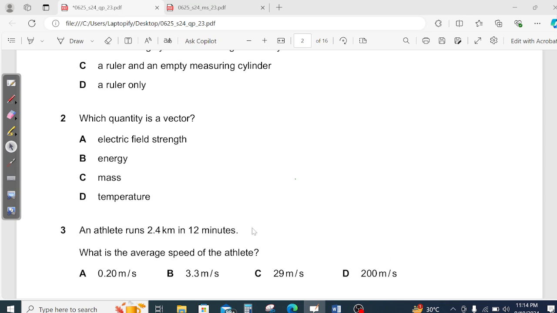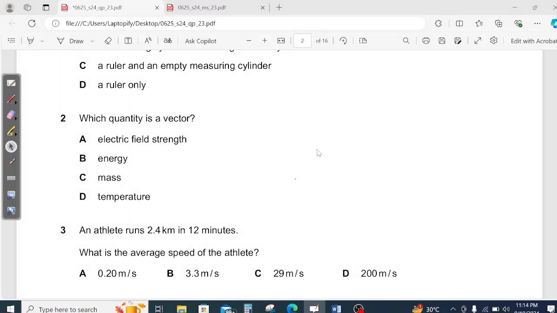Okay, question number 3 is: an athlete runs 2.4 km in 12 minutes. What is the average speed of the athlete? Distance is 2.4 km and time is 12 minutes. Remember, look at the options: the speed is given in meters per second, but in the question time is given in minutes, so you have to convert minutes into seconds also.